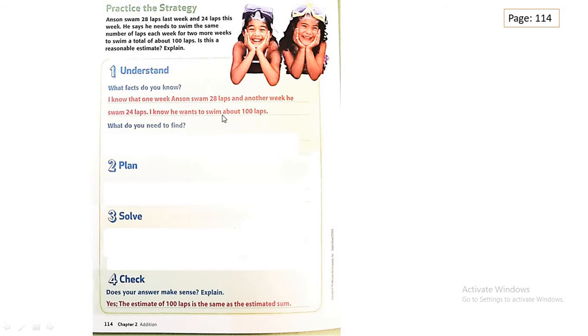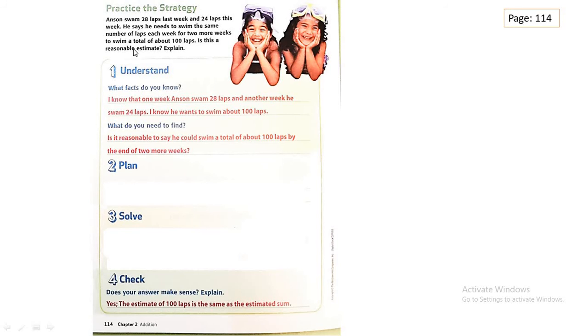I know he wants to swim about 100 laps. Now, what do you need to find? The question is, we need to find if it's reasonable to say he could swim a total of about 100 laps by the end of 2 more weeks. This is the question. Now we should plan how we will solve this question.